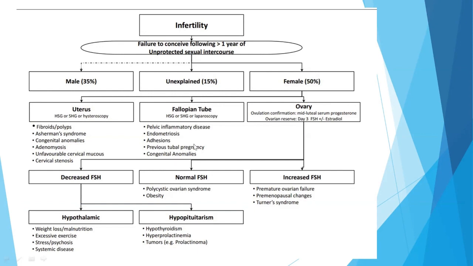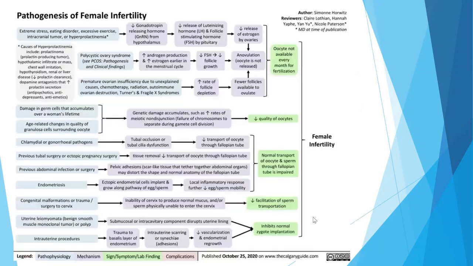There can be a defect in the fallopian tube, for example, pelvic inflammatory disease, endometriosis, adhesions, or previous tubal pregnancy. Then the defect in the ovary, which may be of different types. For example, decreased FSH may be hypothalamic or hypopituitarism. Hypothalamic may be due to weight loss or excessive exercise or stress or psychosis. Or it may be due to hypothyroidism or hyperprolactinemia. In case of normal FSH, it is due to PCOS or obesity. In case of increased FSH, it is due to premature ovarian failure, premenopausal changes, and Turner syndrome.